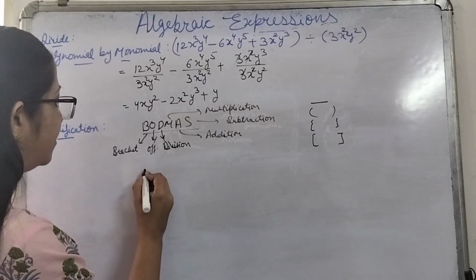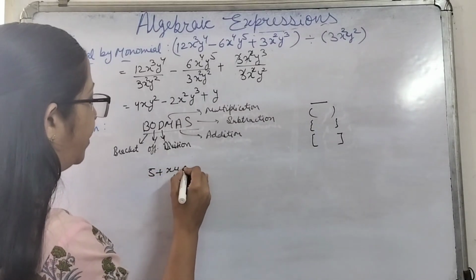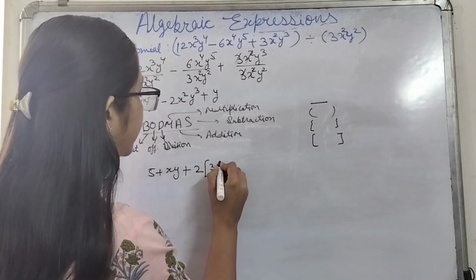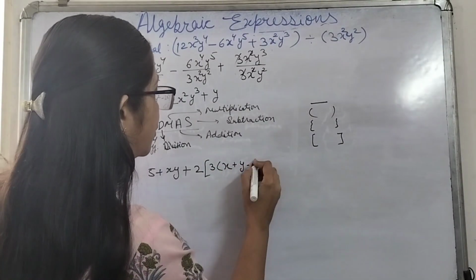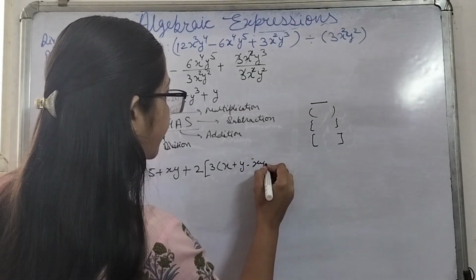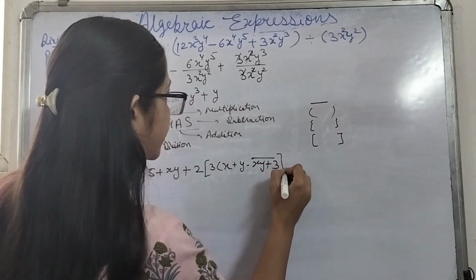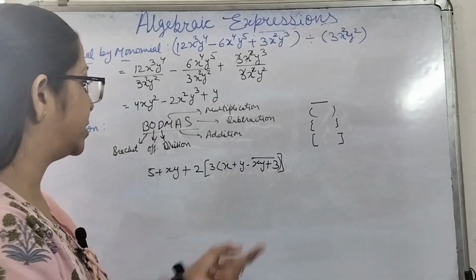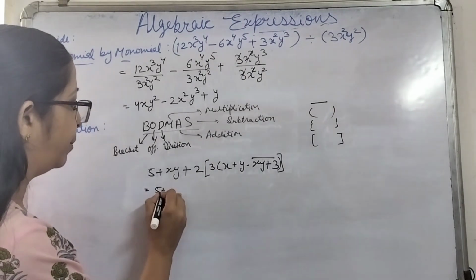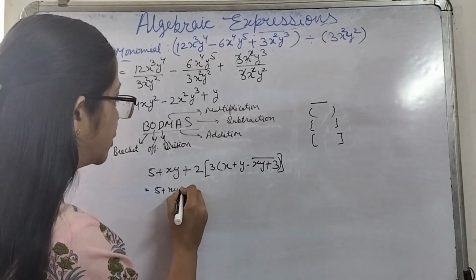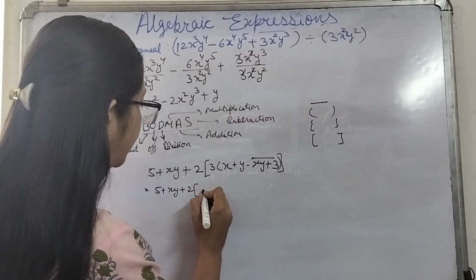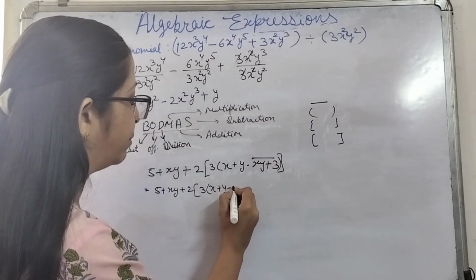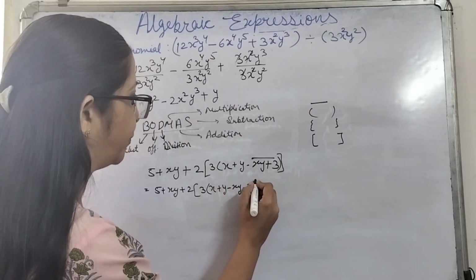Suppose it is given that 5 plus xy plus 2 in the bracket, it is 3 times x plus y, minus of say xy plus 3, like this. This is the bracket closed. If this is given to us, then how will we be simplifying it? It is your 5 plus xy. First of all, vinculum will be solved. So we'll be writing the rest of the things as it is. 3 multiplied by x plus y. This minus will be multiplied by both of them. So it will become minus of xy and minus of 3.